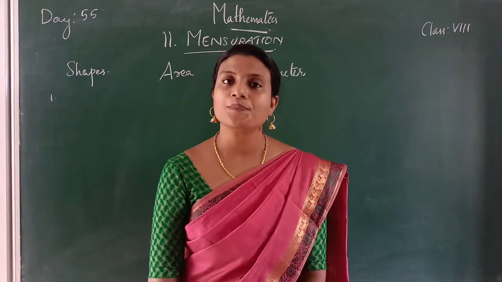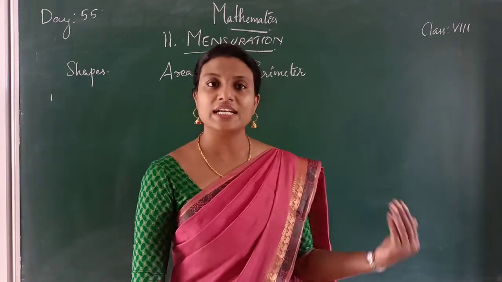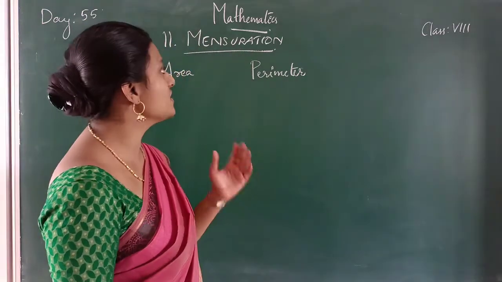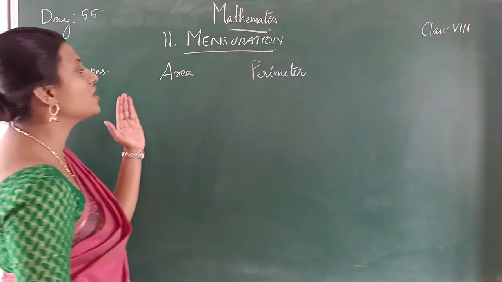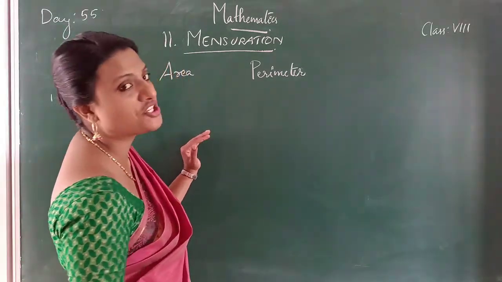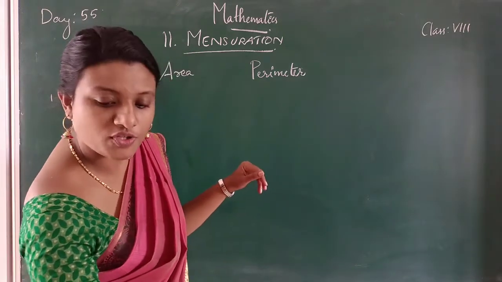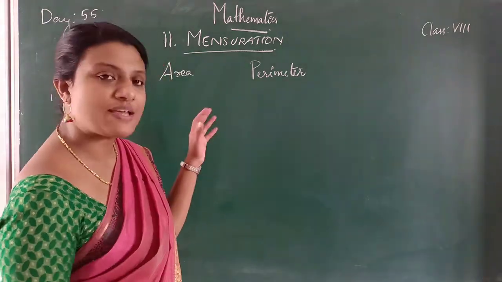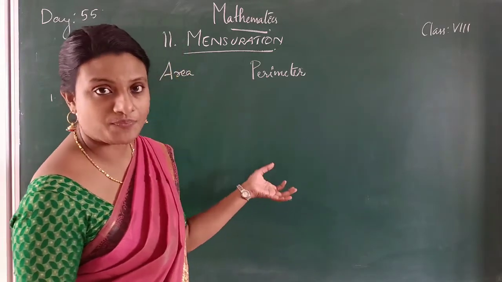These are the figures we are going to learn in detail. First, we are going to learn about each shape, find the area of that shape, and find the perimeter of that shape. Before that, you should know what is meant by area and what is meant by perimeter.